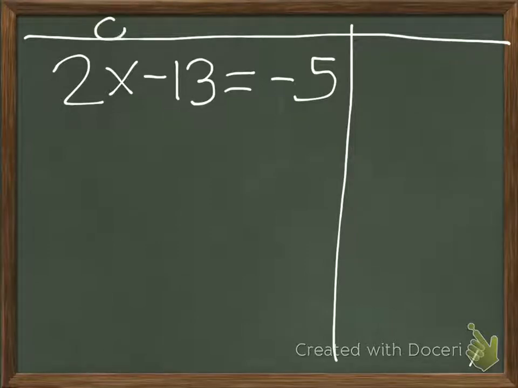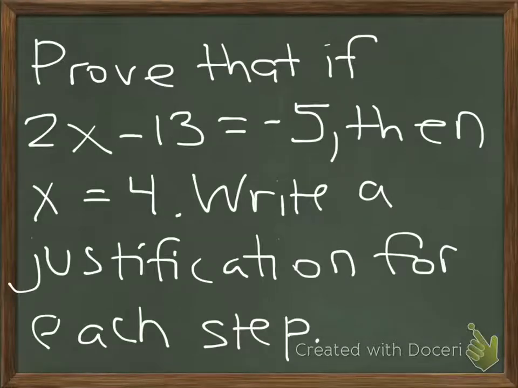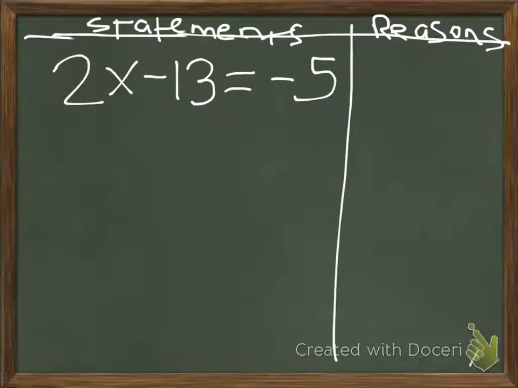My given, my statements, as they call it, are on the left side. And the reasons, or the properties that we'll use, are on the right side. So I'm going to go from 2x minus 13 equals negative 5 all the way down to x equals 4, and that's going to be my last step.